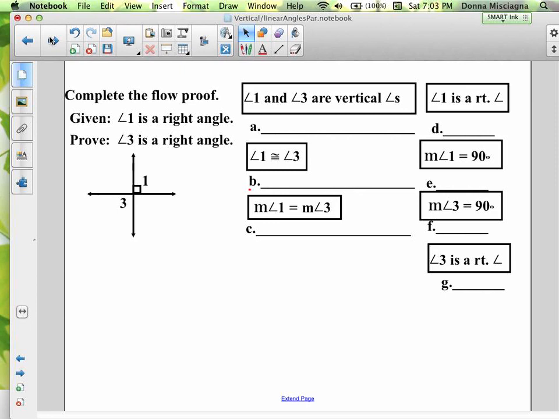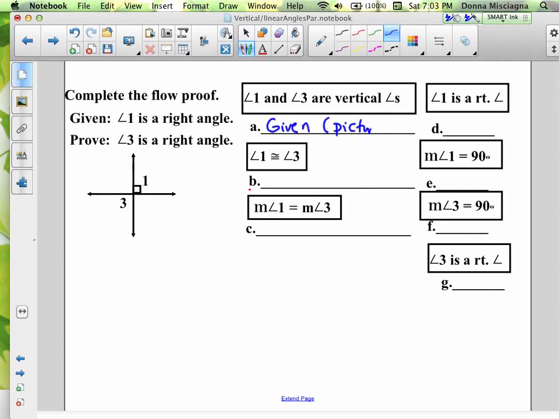So how would I know angle 1 and angle 3 are vertical angles? I can see it in the picture, right? I've got two intersecting lines, and angle 1 and angle 3 are opposite each other in those intersecting lines. That is a given. And in this case, it is a picture given.